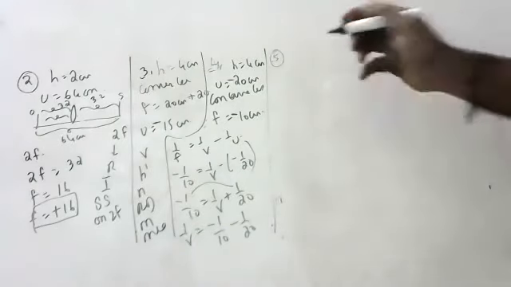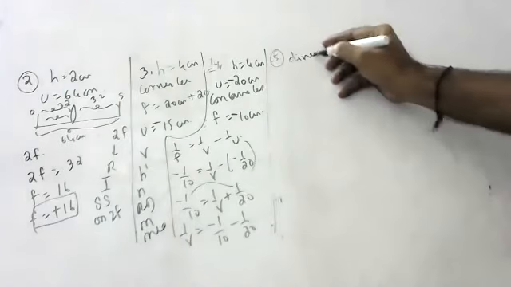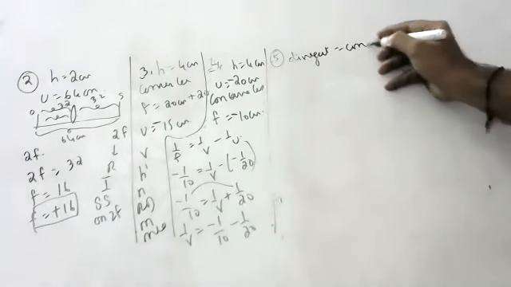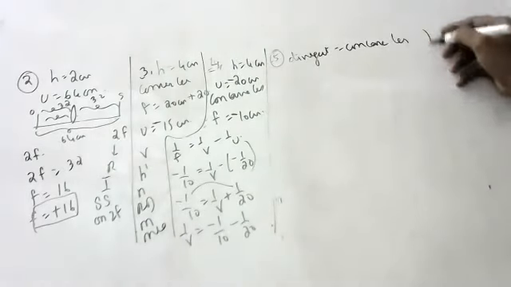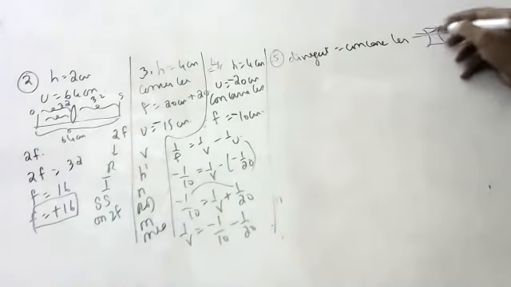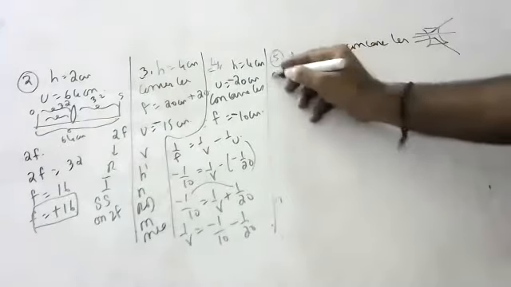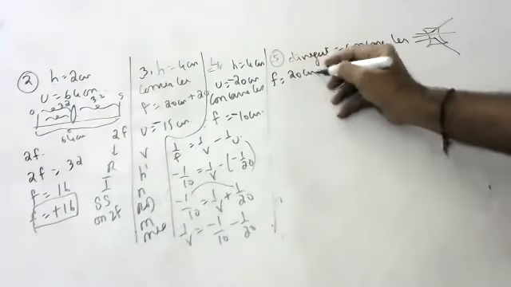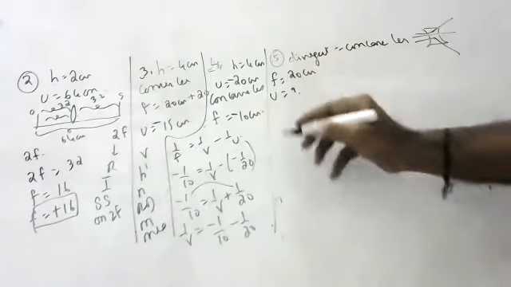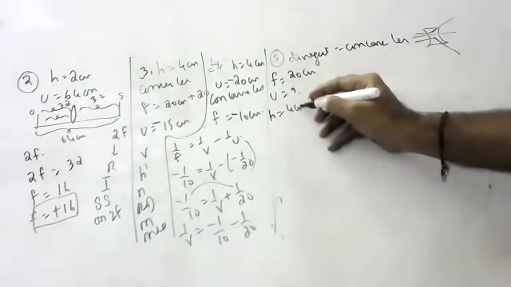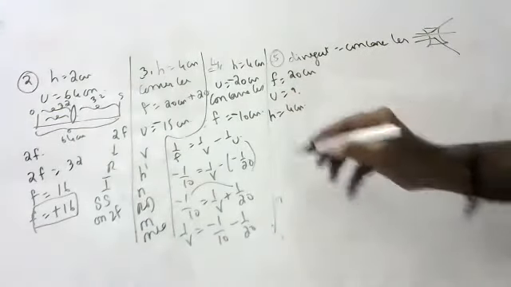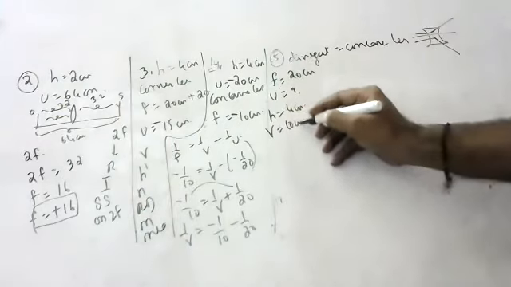A divergent lens. Divergent lens means concave lens, children. Why? Because when light rays are going, they will diverge like this. That's why they are called concave. A divergent lens has a focal length of 20 centimeter. At what distance should an object of height 4 centimeter be kept? So you will get the image at 10 centimeter.